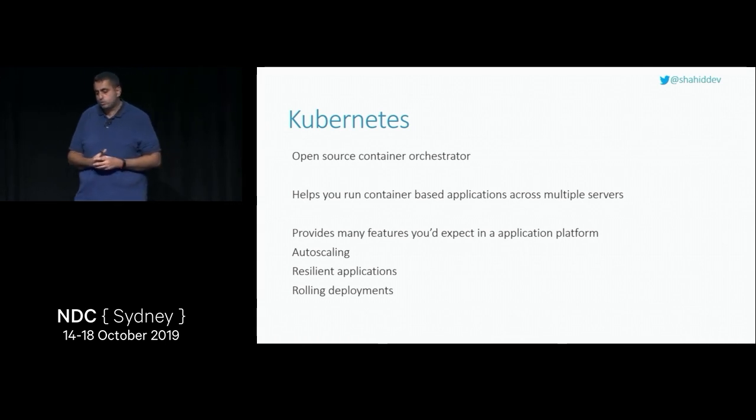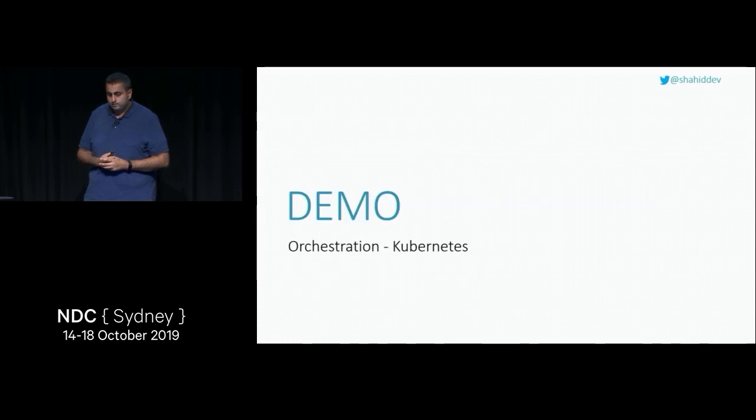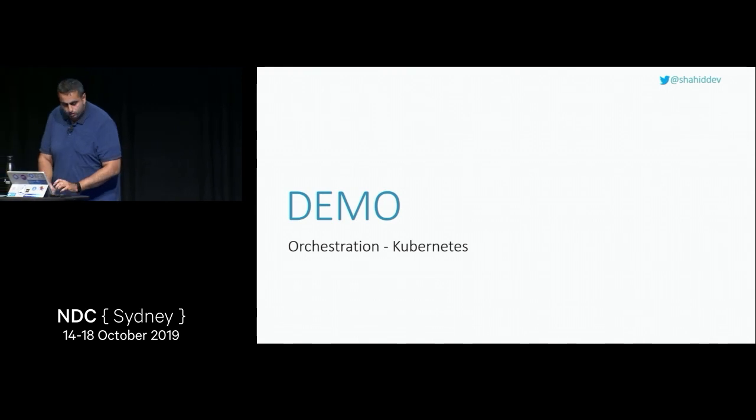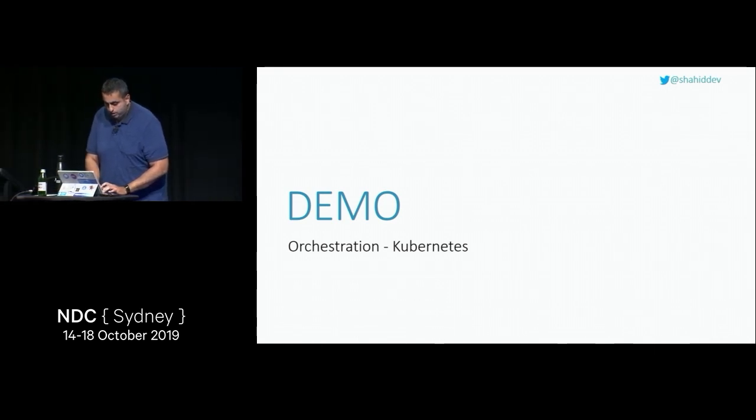It's quite a beast though, it's quite complicated. And if you were at my talk yesterday, you know how deep some of the configurations and options can get. So let's finish by having a quick look at how we run our container on Kubernetes. And also let's see if our ACI container is running.